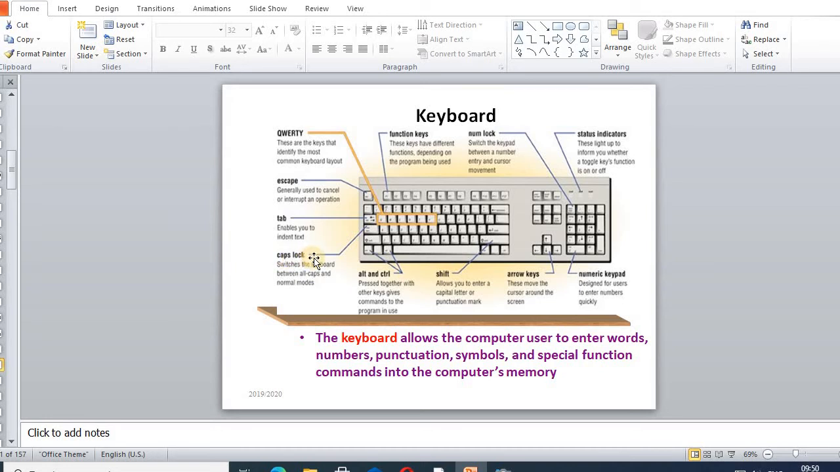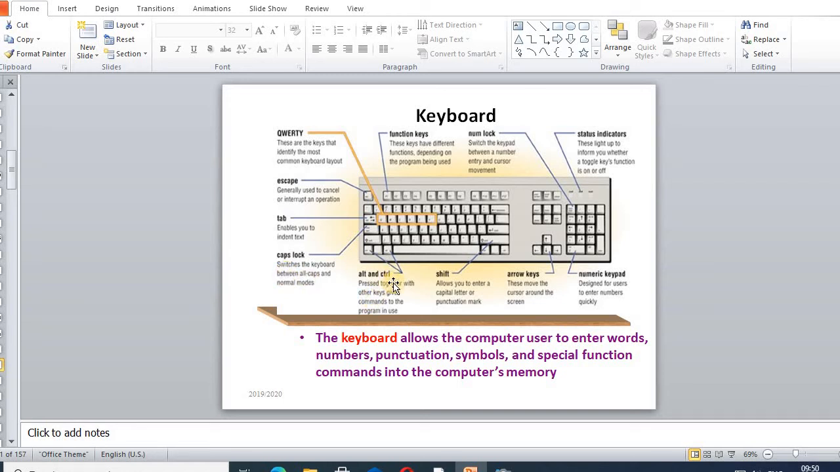Caps lock. These are capital letters. When you press this button, it is caps lock, in other words, capital letters. When you press it, the second light here will start lighting. So when it starts lighting, it means the caps lock is on, and whatever you're going to type will be in capital letters.